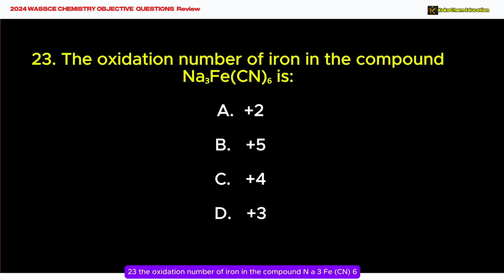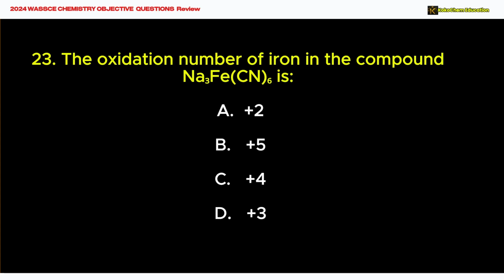23. The oxidation number of Fe in the compound Na₃Fe(CN)₆ is A. 2+, B. 5+, C. 4+, D. 3+. The correct answer is D. 3+.